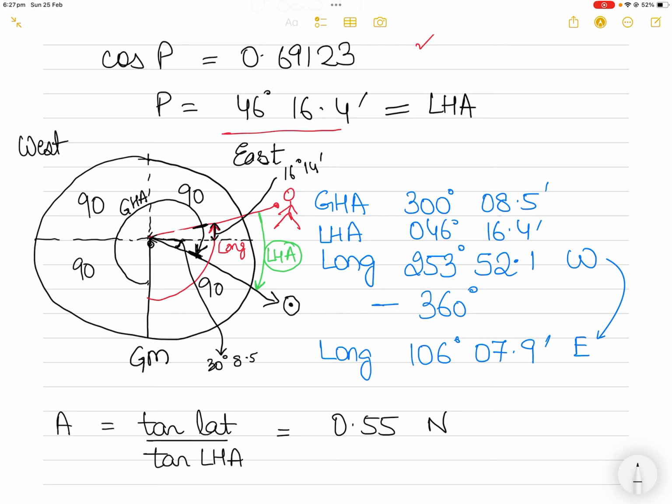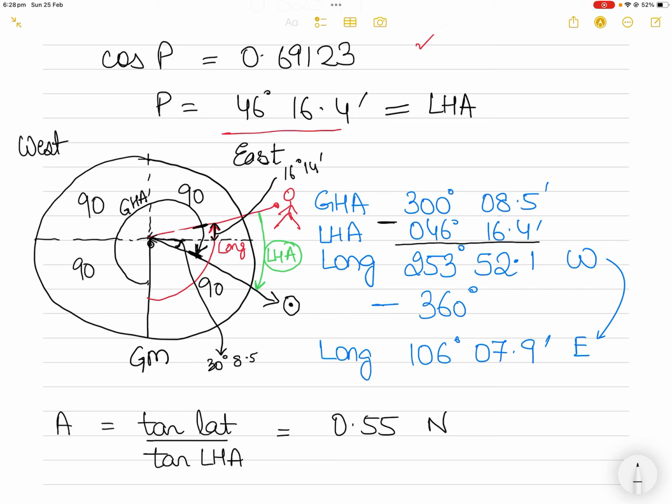You don't have to subtract P from 360 degrees to get your LHA. You can straight away use P as your LHA. So that is why your GHA will be subtracted from your LHA and you get the longitude. So when you subtract 300 from 46 degrees, you get 253 degrees 52.1 minutes.